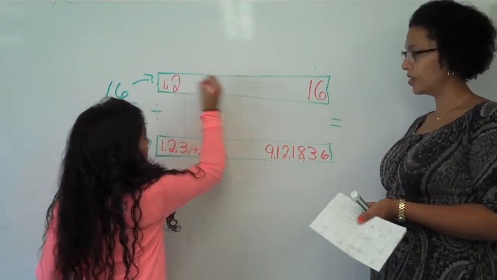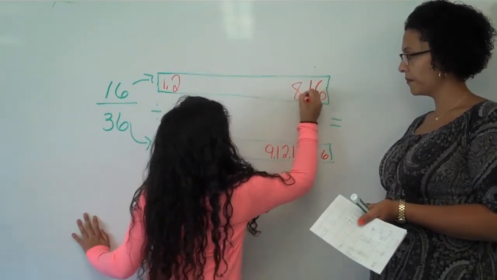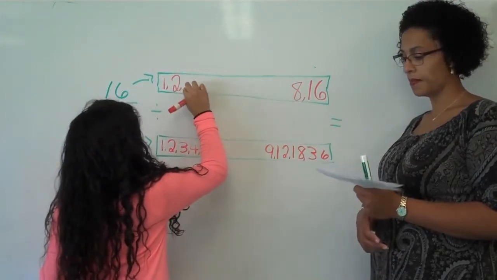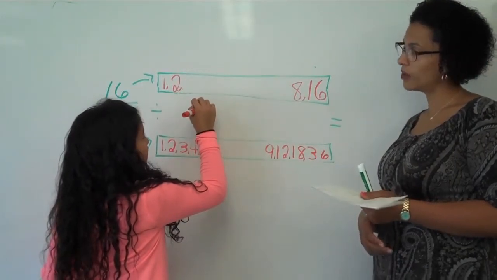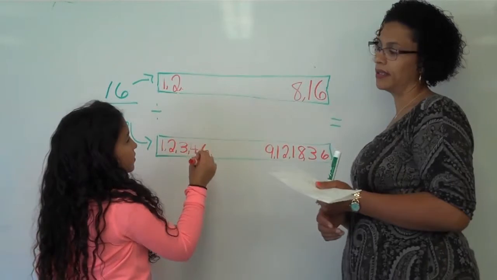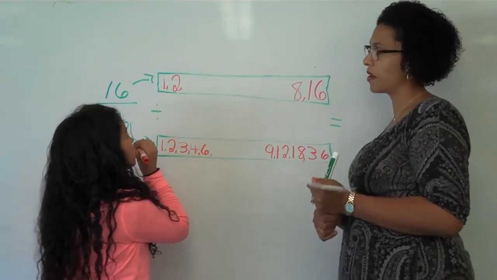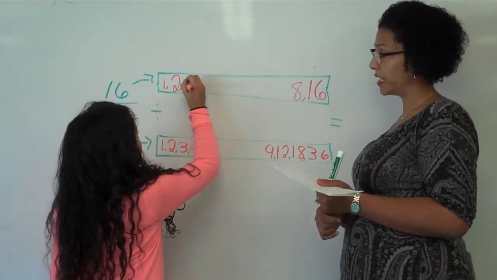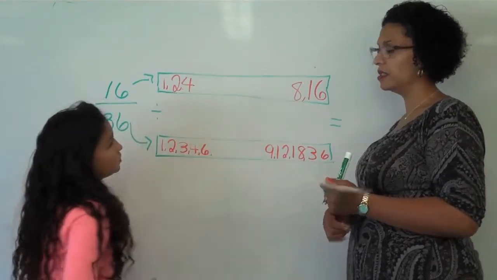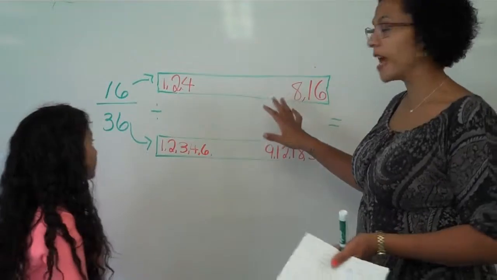2 and 8. 3 and 6. 3 times 6 is 18. So no 3. What about 4? 4 times 4, and we're going to write 4 how many times? Once. Just once. All right, so we have all of our factors listed.